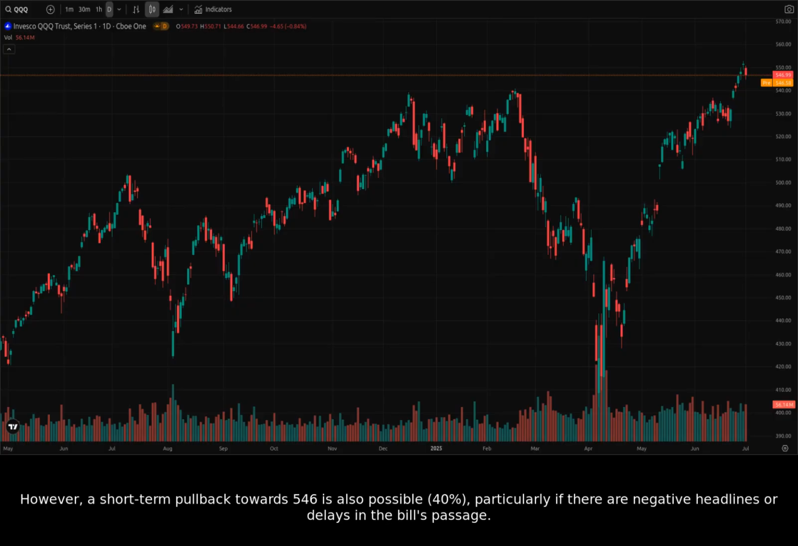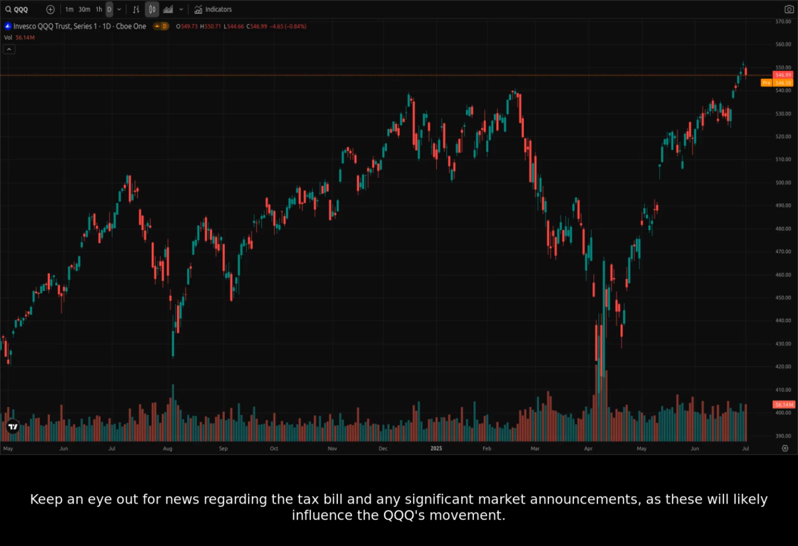However, a short-term pullback towards 546 is also possible, 40%, particularly if there are negative headlines or delays in the bill's passage. Keep an eye out for news regarding the tax bill and any significant market announcements, as these will likely influence the QQQ's movement.